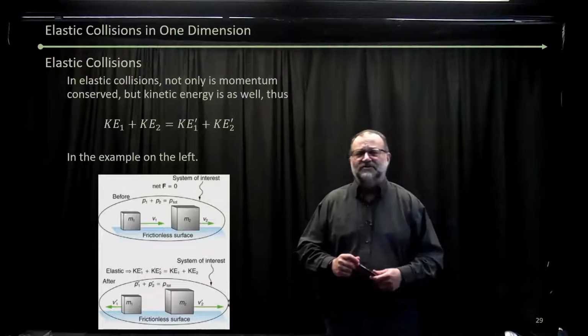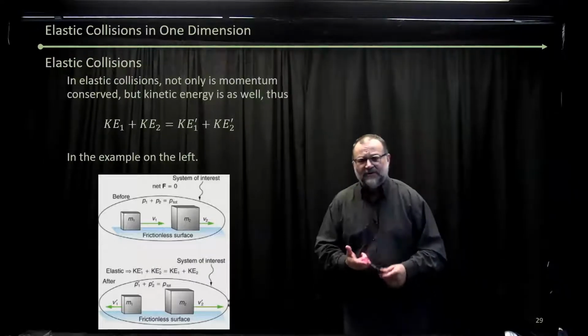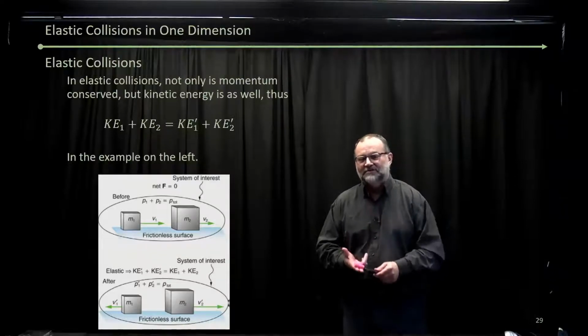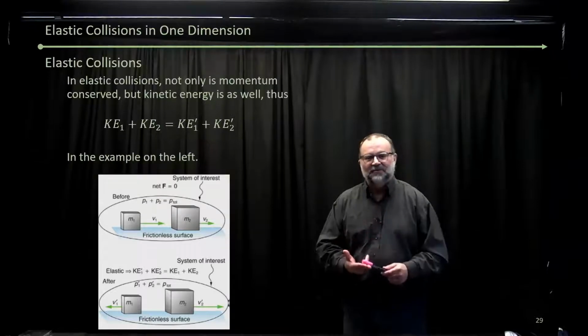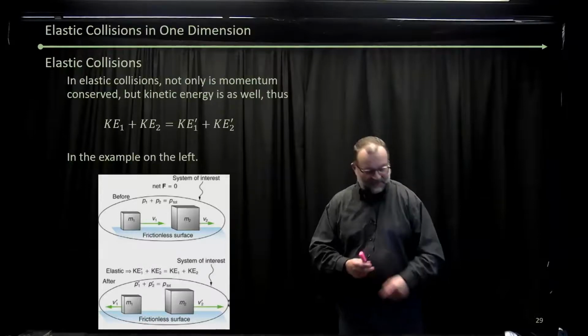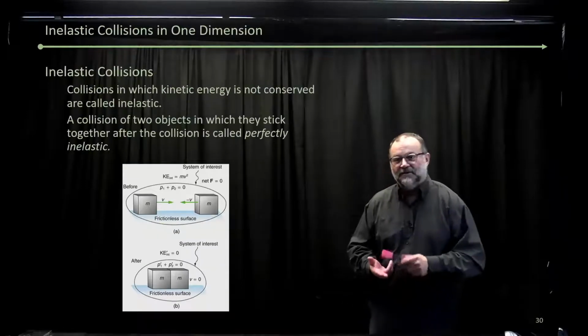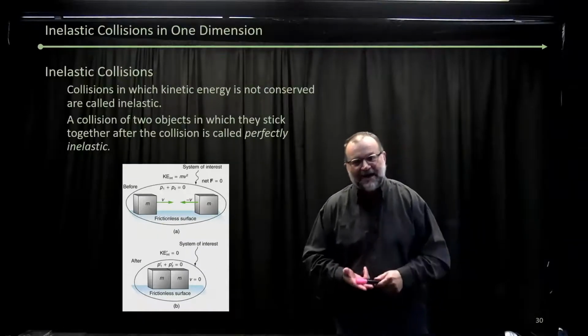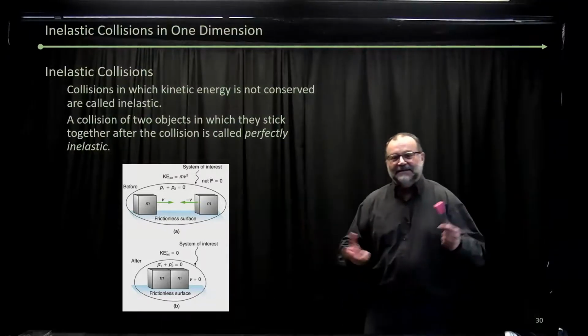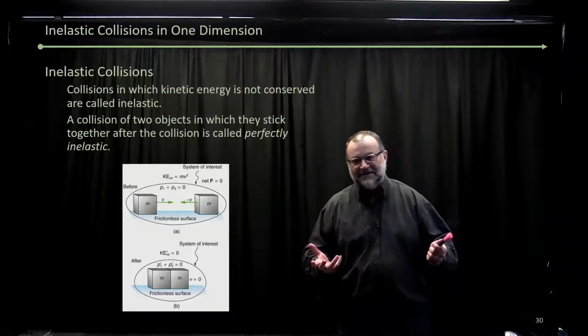Well, elastic collision is really simple. Momentum is always conserved. If kinetic energy is also conserved, the collision is elastic. It's really that simple. Momentum is always conserved. If kinetic energy is conserved as well, the collision is elastic. If, on the other hand, kinetic energy is not conserved, like cars deforming, then the collision is inelastic.